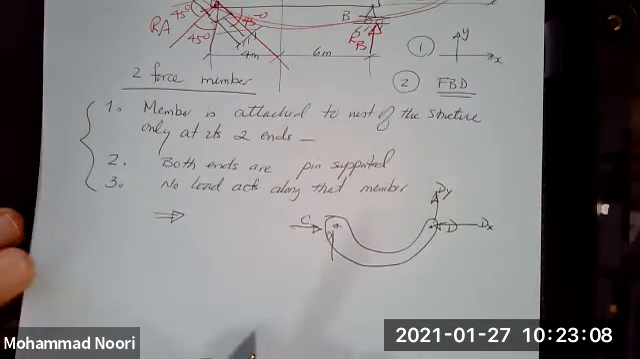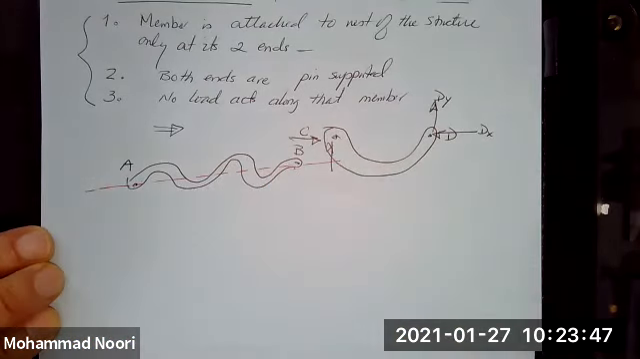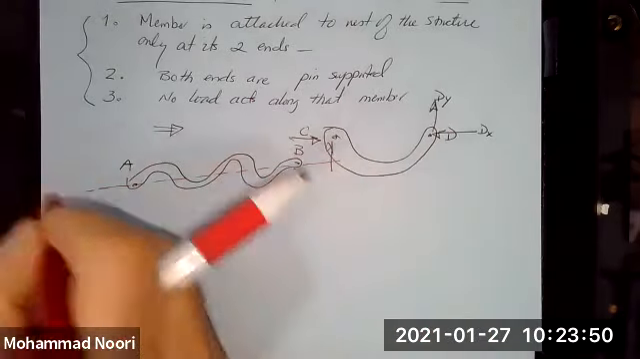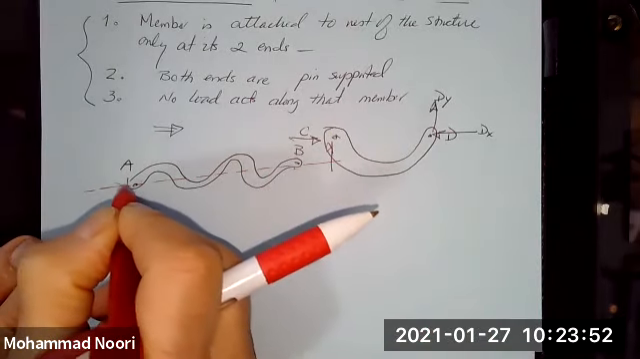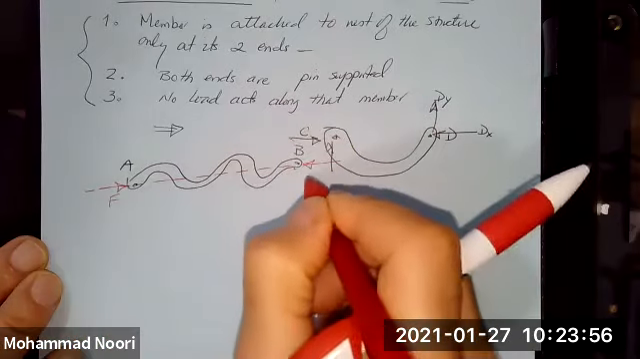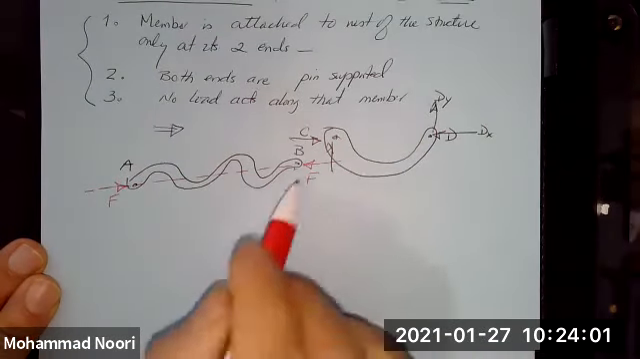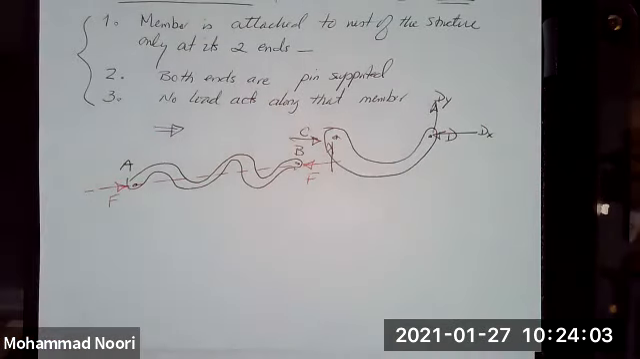These two ends are pins, and no load acts along this member. What I'm saying is, if you connect the two ends, I want to argue that for this to be in equilibrium, you can only have two forces like this that are equal in magnitude and opposite in direction. That is how this member will be in equilibrium. How can I prove that?